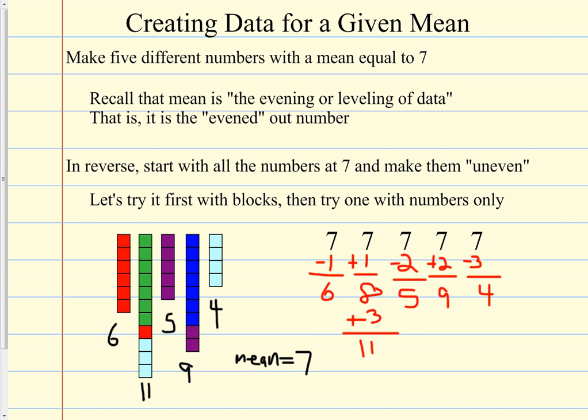So what are the numbers that I have created that have a mean of 7? Well, I have created 4, 5, 6, 9, and 11. Notice I have listed my numbers in order from least to greatest, separated by commas. That would be my answer right there.